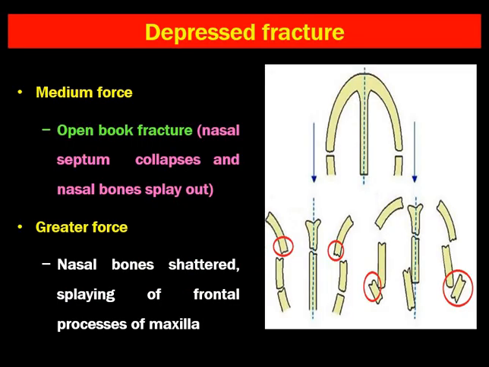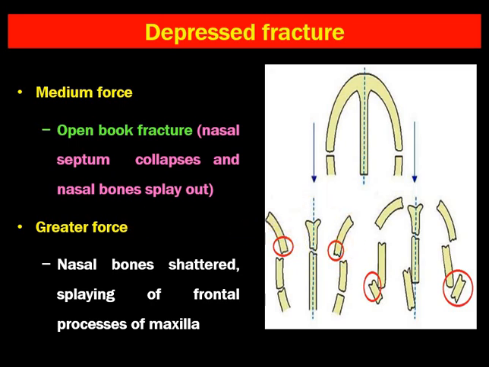The depressed fracture happens due to frontal blow usually. If medium force is applied, there will be an open book fracture. The nasal septum collapses and the nasal bone splays out. You can see here the nasal septum is being collapsed. There is a fracture here, the bone is collapsed and the nasal bones splay out. The nose becomes broad over here.